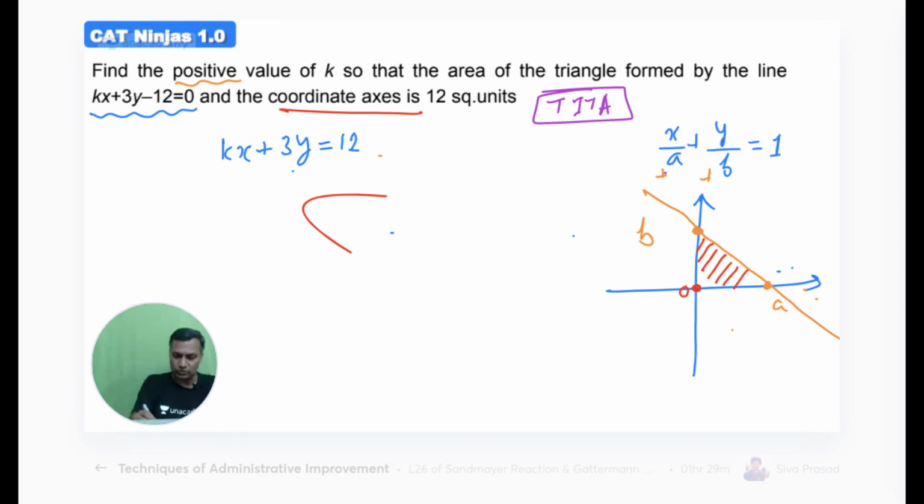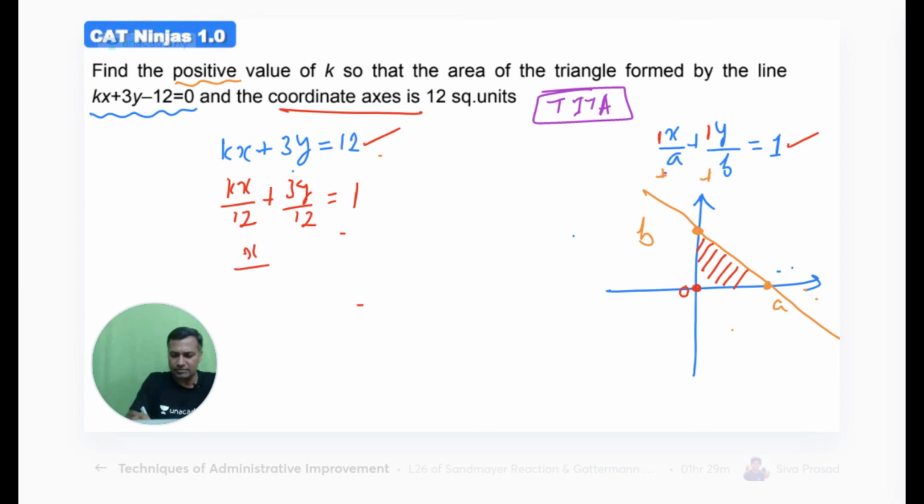Okay, how do I get to this? First I will divide throughout by 12, because if I'm writing the intercept form of a straight line, I should have my right hand side as 1. I cannot have any other number there. Let's divide. So you get kx divided by 12 plus 3y divided by 12 is equal to 1. But then I should have the coefficient of x and y as 1. There is no choice in the matter.